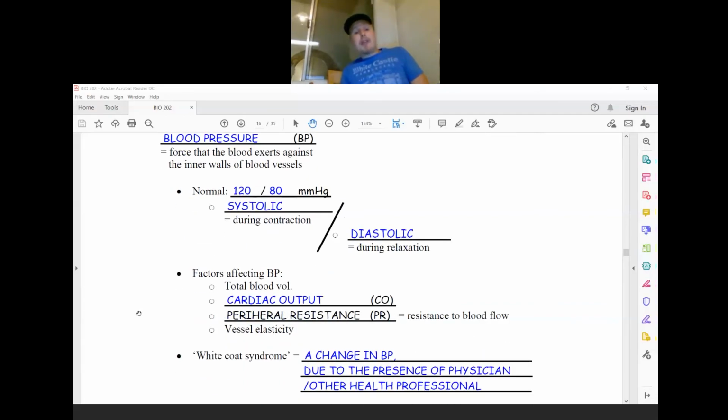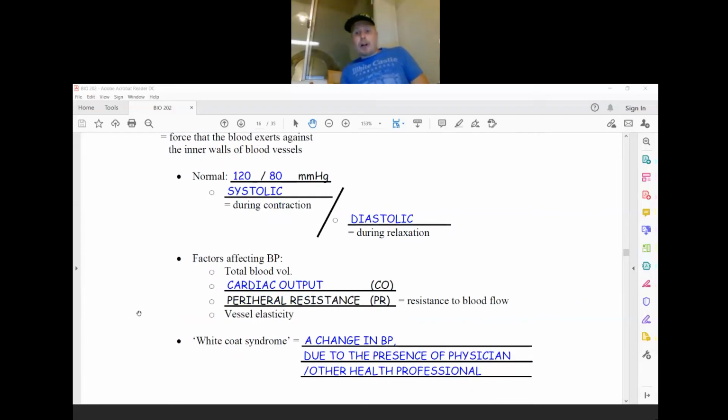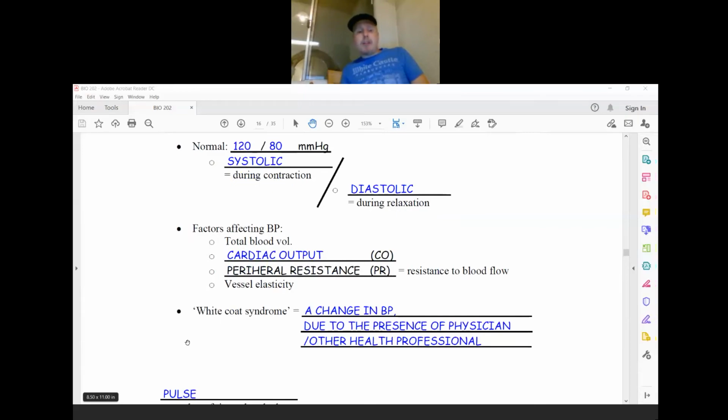There's other factors that affect the blood pressure: cardiac output, peripheral resistance, and some individuals have a condition called white coat syndrome. That's when there's a change in blood pressure when you see a medical doctor or other health professional, and all of a sudden your blood pressure is higher than normal. That happens to quite a few people. So really, to get the best idea of someone's normal blood pressure, have them measure it themselves while they're relaxed at home.